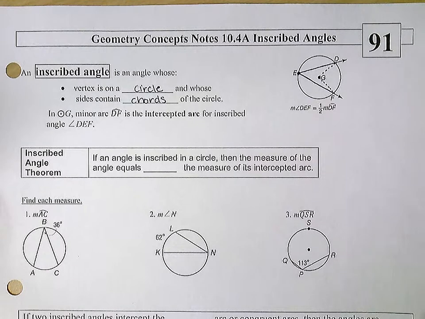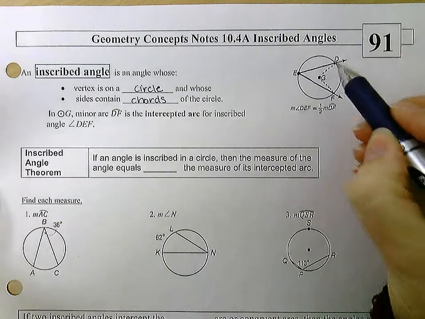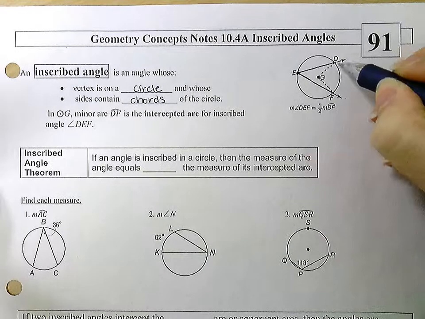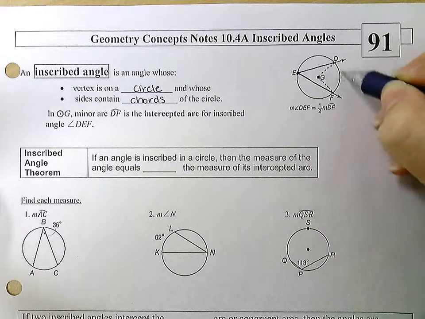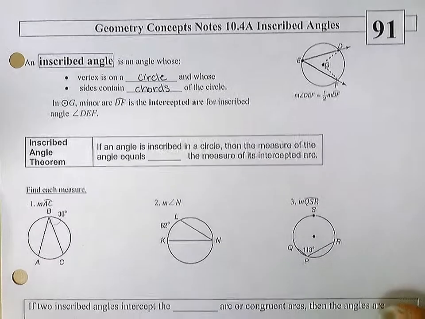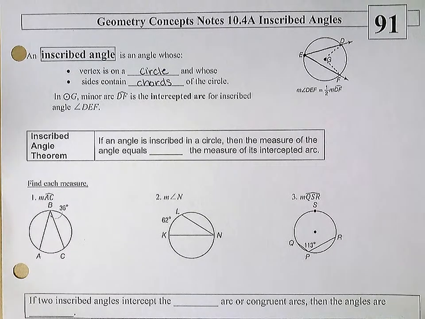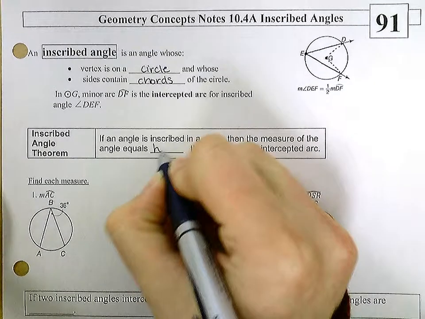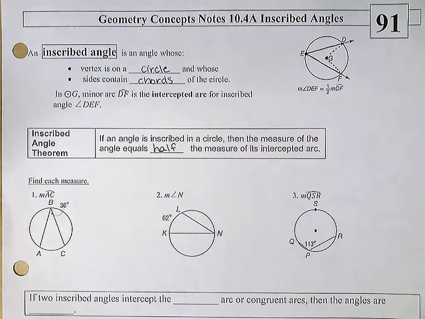With our inscribed angles, we have an intercepted arc. In this case, with your inscribed angle DEF, your intercepted arc would be arc DF. That's the arc across from that angle, the one that gets intercepted by those two chords. We also have the inscribed angle theorem. It states if an angle is inscribed in a circle, then the measure of the angle equals half the measure of the intercepted arc.